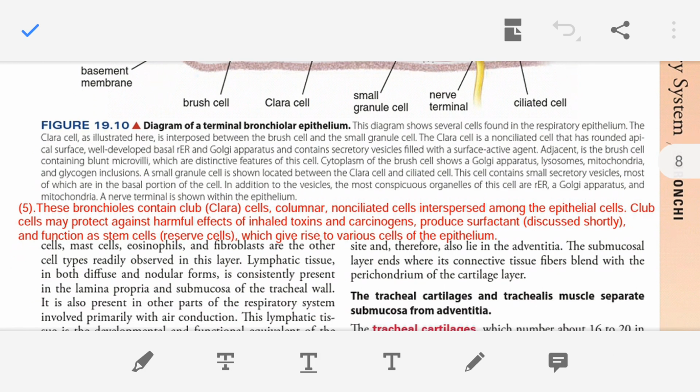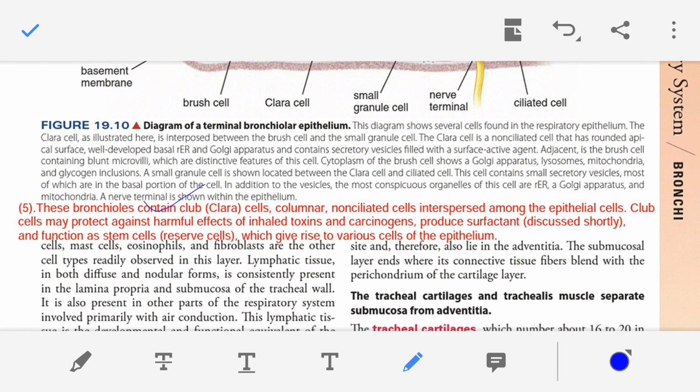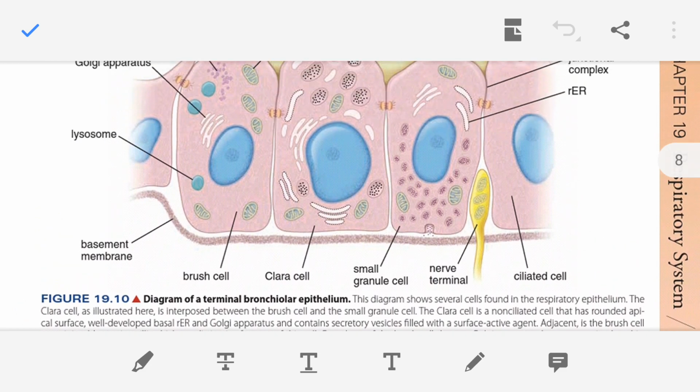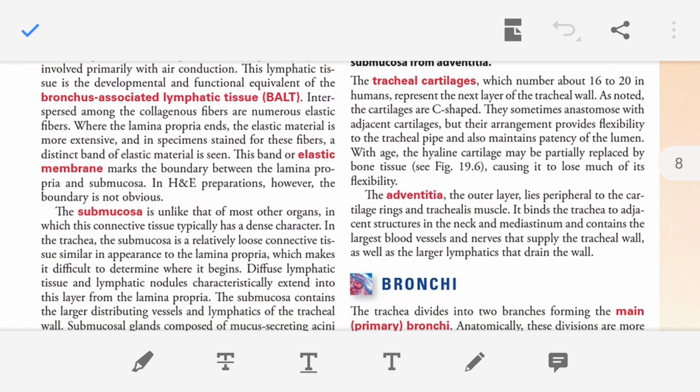Then this club cell or Clara cell also functions as a stem cell or reserve cell, and whenever required, the Clara cells will give rise to other cells of the epithelium as per the requirement. So this was the fifth point. Now the sixth point.